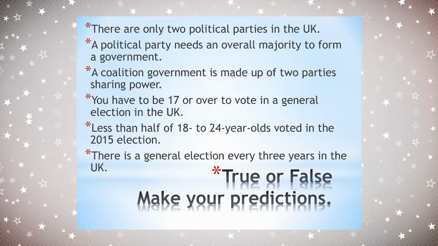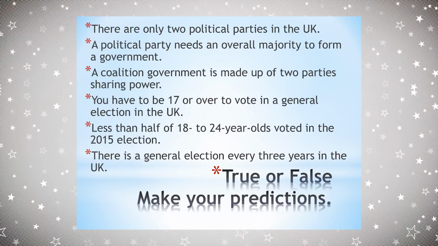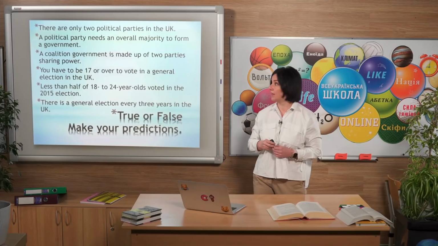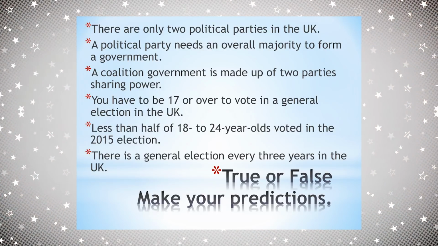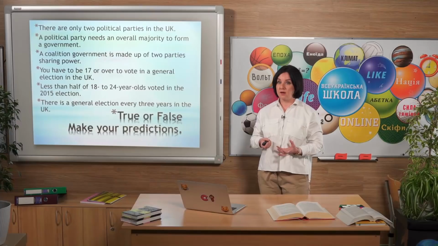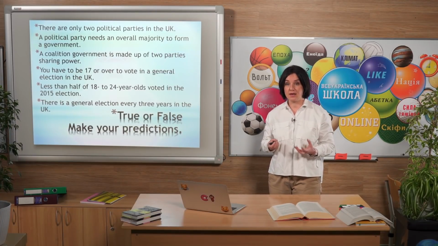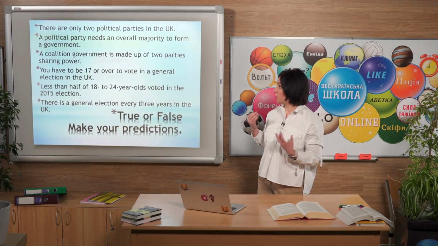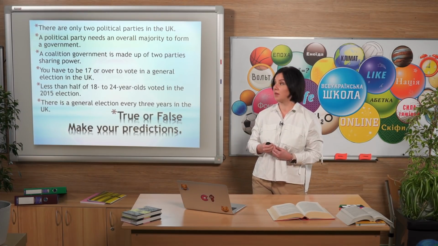There are only 2 political parties in the UK. I don't know. My prediction is that this statement is true. So in the text, I'll be looking directly into the number of the political parties. Then, a political party needs an overall majority to form a government. Maybe yes. And my background tells me that probably this statement is true.